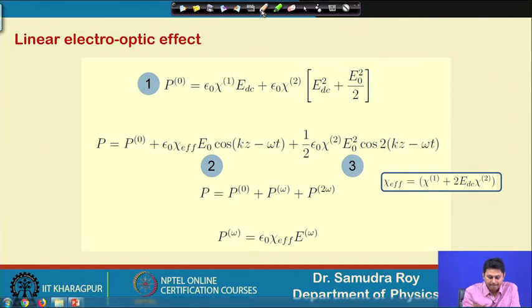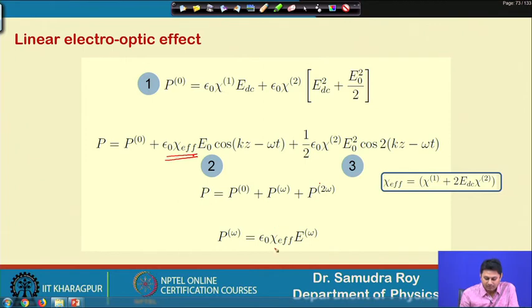So, now we write here chi effective, with all the 3 terms. This is the second harmonic term as it is, the P 0 term is the modified optical rectification term as I mentioned, but here the most important term is the second one.